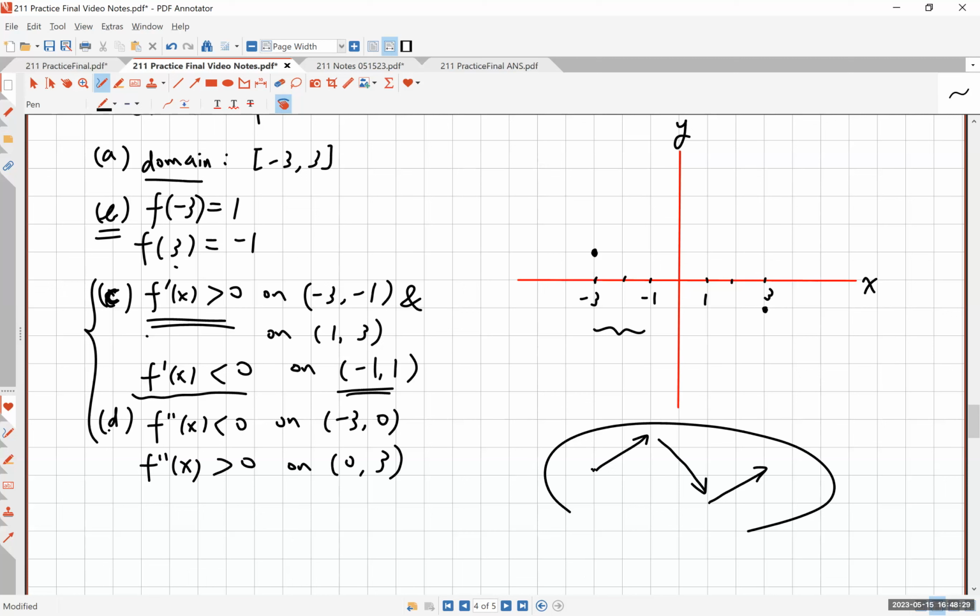Then part D says the second derivative is negative on the first half, so that means it's concave down. The second derivative is positive on the other half, so the concavity has to be up there. With all of these in mind, you can picture something where the concavity is down and it reaches its highest point when x is equal to -1, and it starts to decrease sharply. It doesn't have to go to the origin, but why not? Then this point has to be an inflection point.